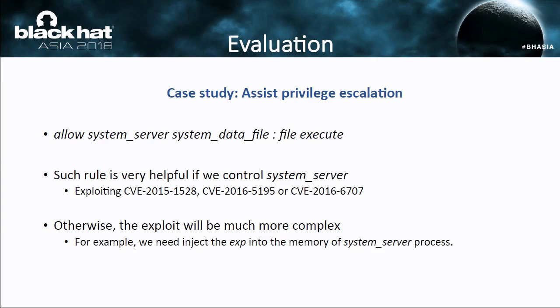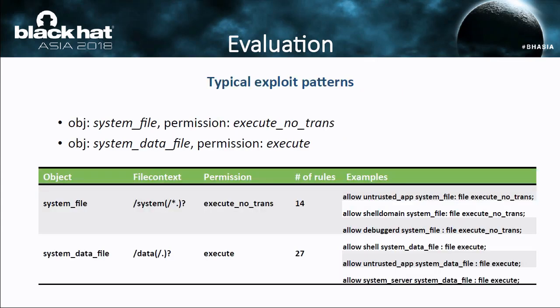This is just a case study, and here we summarize 2 types of classical exploit patterns. The first is where the object is a system file and the permission is execute_no_trans.